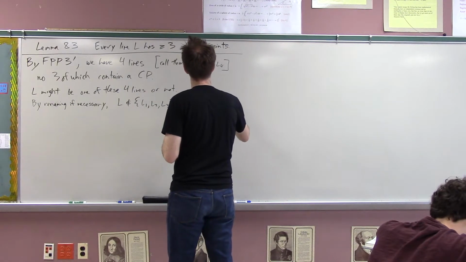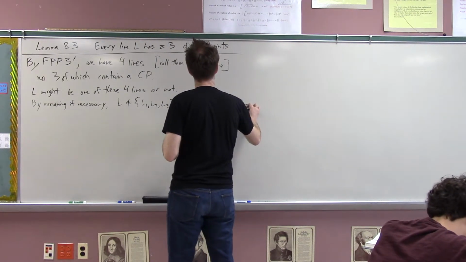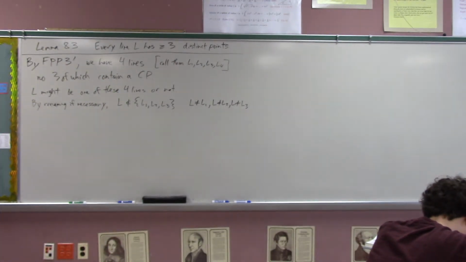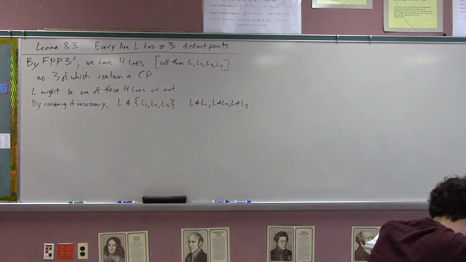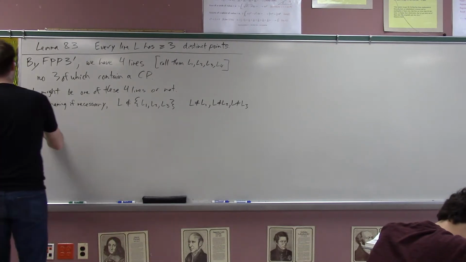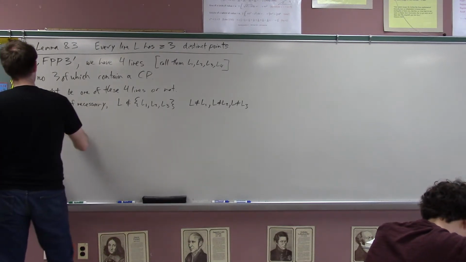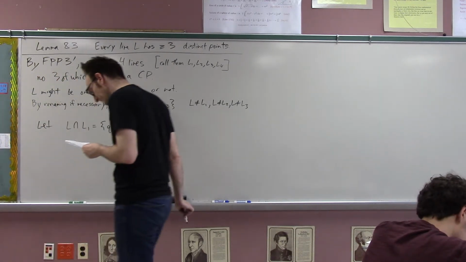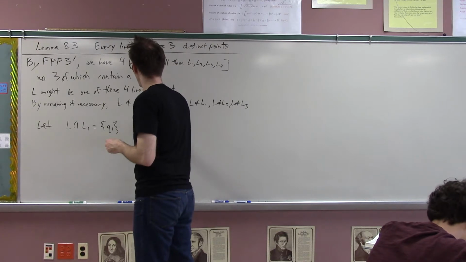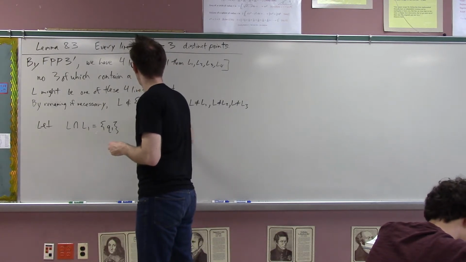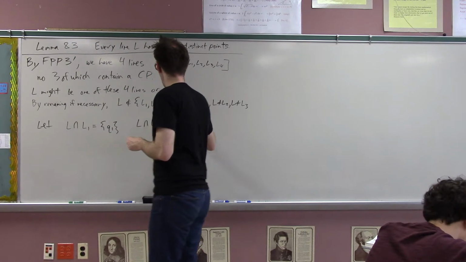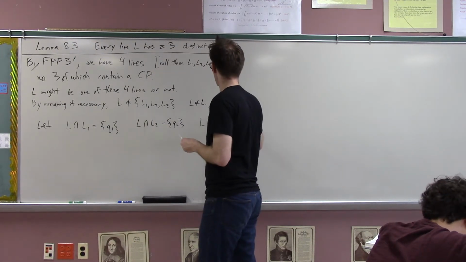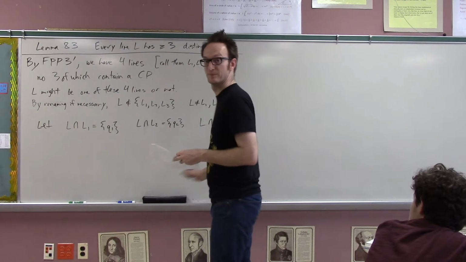So what I now know is that L is definitely not L1, L is definitely not L2, and L is definitely not L3. Well, by FPP1, or FPP2, I've forgotten which is which, L must intersect each of these lines. So let the intersection of L and L1 be the point Q1. Let the intersection of L and L2 be Q2. And let the intersection of L and L3 be Q3.